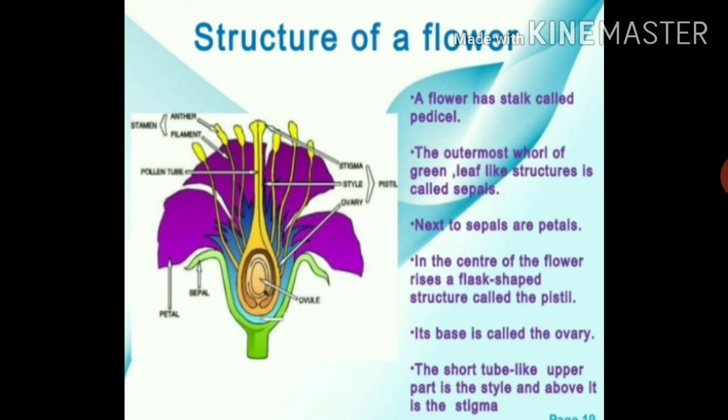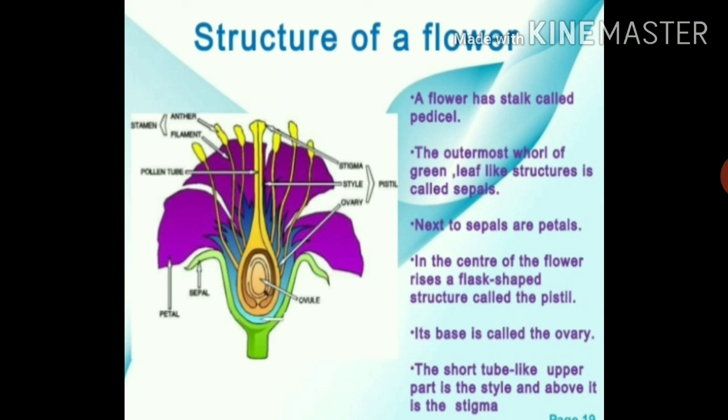Now, next we have stamen. So, stamens are the male reproductive part of a flower. Each stamen has two parts, a filament and anther. The anther produces a powdery substance called pollen. So, the anther produces a powdery substance called pollen, and the stamen consists of two parts, that is anther and filament. Now after that we have pistil or carpel.